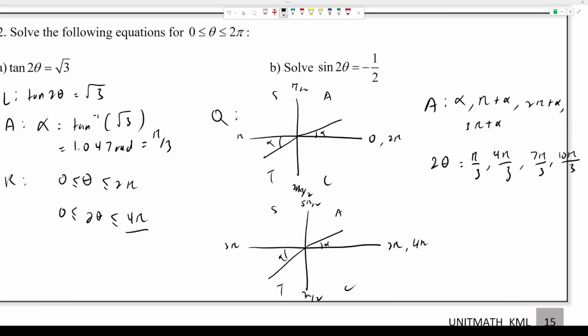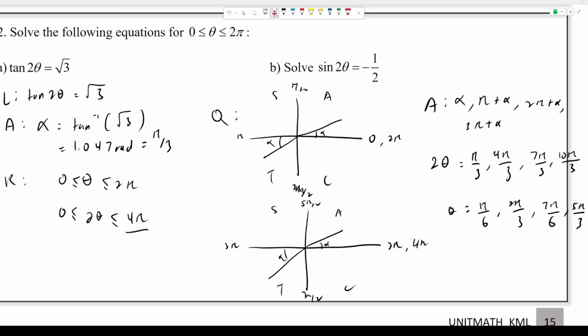Okay, 3 pi. So you're looking for theta, kamu nak jumpa kepada theta, so you have to divide 2 lah. Okay. So sini kan pi over 6, kamu divide by 2, so 2 pi over 3, sini 7 pi over 6, and last kali 5 pi over 3. Okay, you have to divide to both sides. Divide to sini, divide to sini.